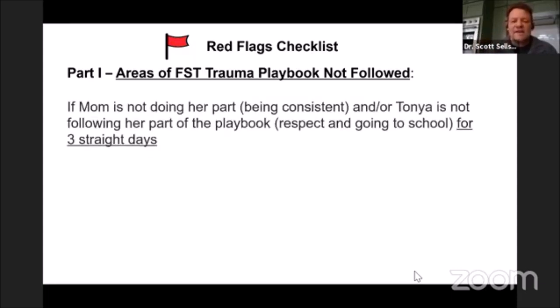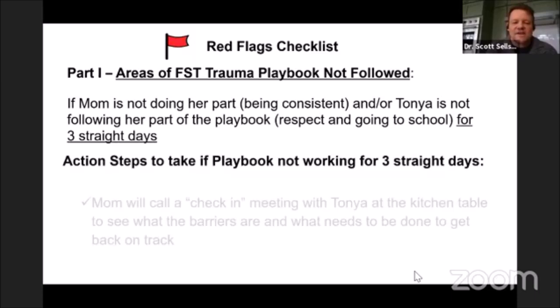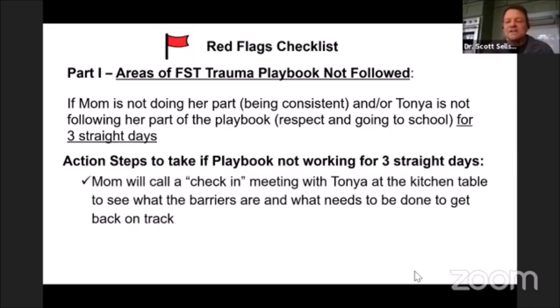So you say, okay, Mom, what will we do if? The mom says, well, I'm not doing my part. You've got to remember, parents taking ownership. And if Tanya is not following this part of the playbook, how many days? 3 straight days. It's really important to put measures. Mom says, okay, I'm going to call a check-in meeting. Now again, I'm there to facilitate. She says, I'm going to call a check-in meeting. What do you think, Tanya?